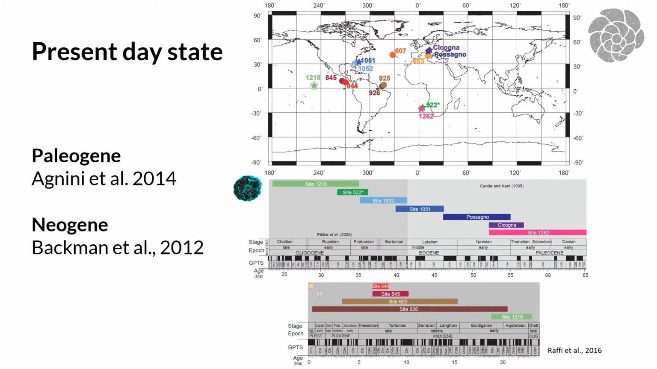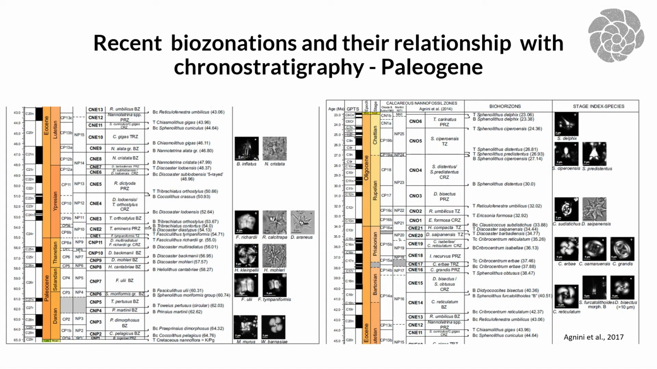So the bars just represent the sites. We use the different sites to cover the entire Paleogene in this case, and in the bottom part of the slide, the Neogene. And as you can see, the sites come basically from middle to high latitude. And this is the final result, so this new biozonation.